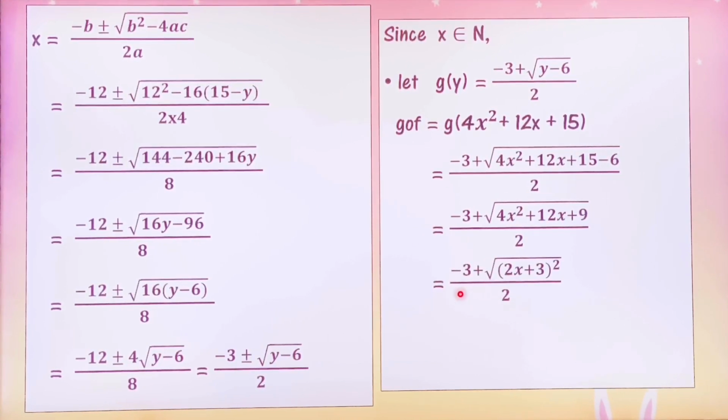Now we get -3 + √(2x+3) whole squared by 2, that is equal to -3 + (2x+3) by 2, that is equal to x, that is ix. Now f∘g is equal to f(g(x)).